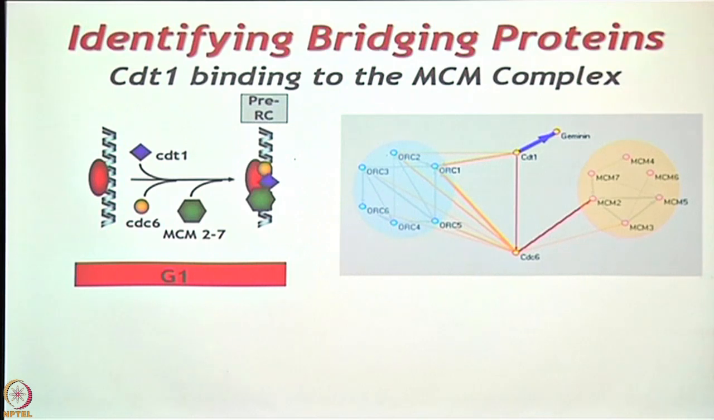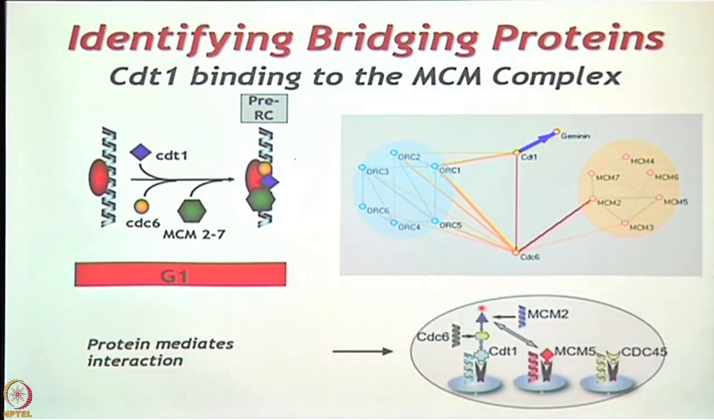So the question was, could we test that on the arrays, right? And we did that by doing a couple of things. We could probe MCM2, which we knew was in this complex. We probed MCM2 against CDT1, either with CDC6 or without it. And as a control, we had MCM5, and we also had a negative control, CDC45.